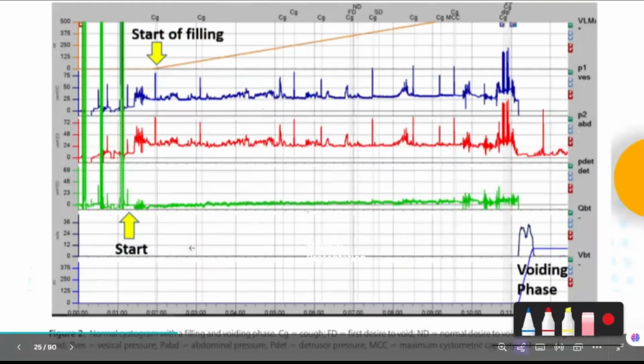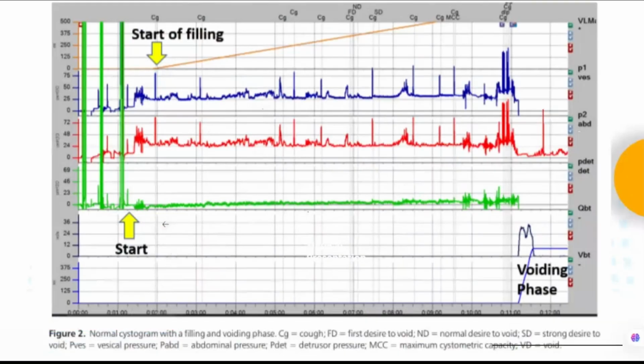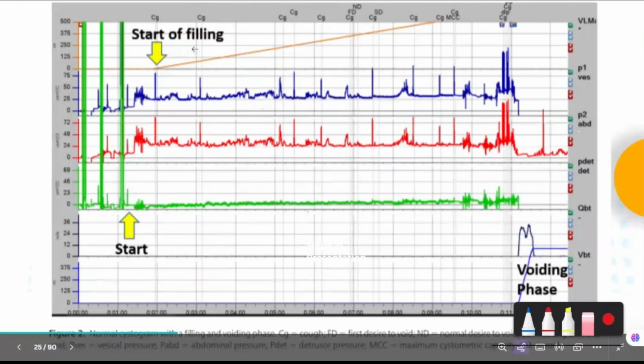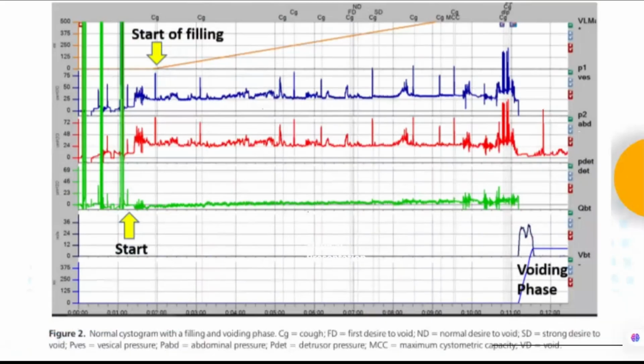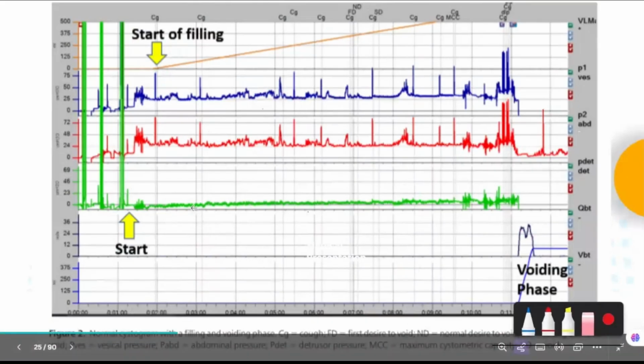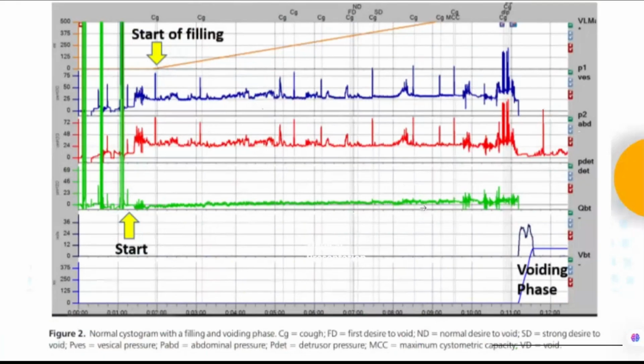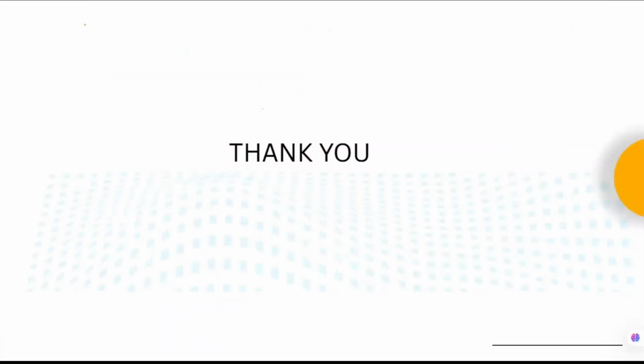So what does this figure show? It is a normal cystometrogram with a filling and voiding phase. So this is the filling phase and this is the voiding phase. Here is the start of filling. And how much should be the filling rate? It can be 10% of the total voided volume. So this is normal urodynamics. So you always look for the change in the detrusor pressure here, and also look for these provocations. So that finishes the topic of urodynamics. Thank you.